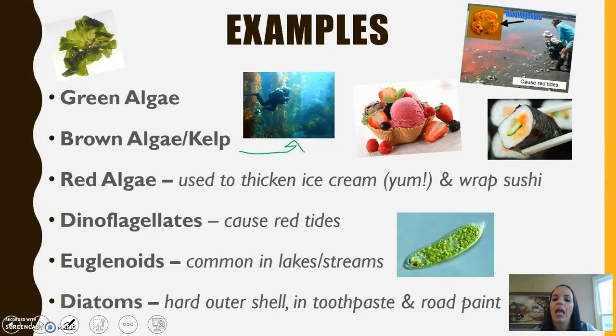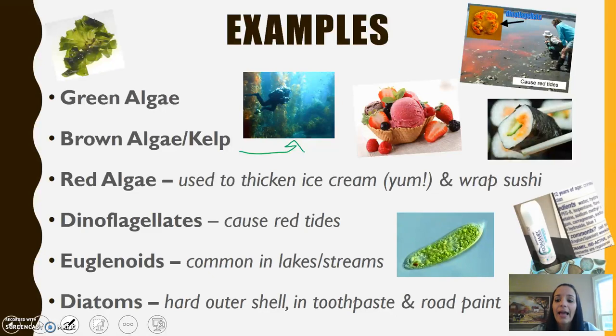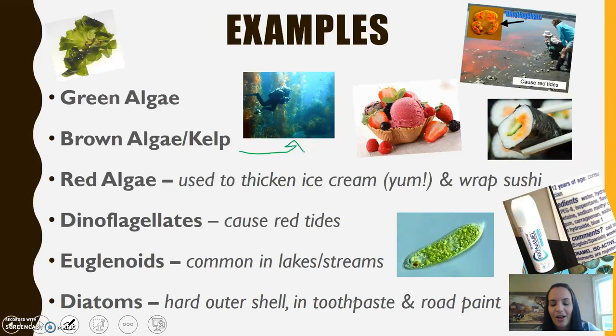They're green. They have lots of chloroplasts inside. And lastly, a kind of fun one is diatoms. These are my favorite. They have a hard outer shell, and they have lots of really cool shapes, and they're really common in toothpaste and road paint.